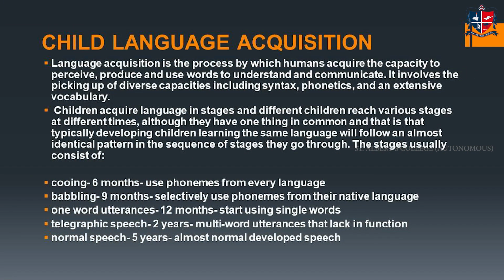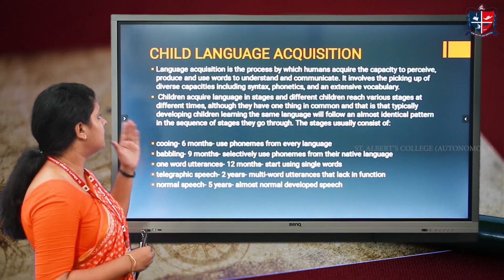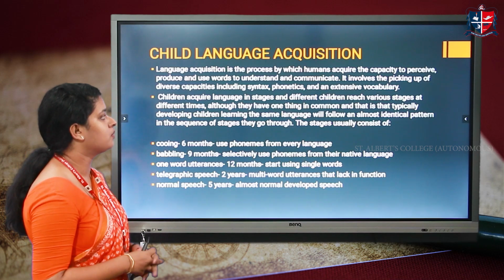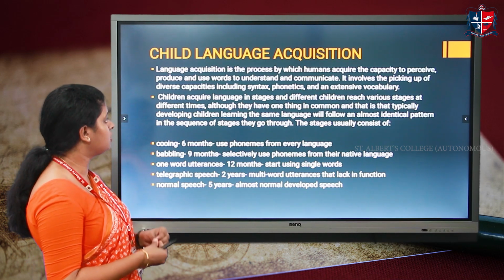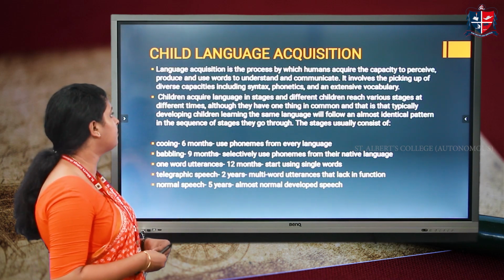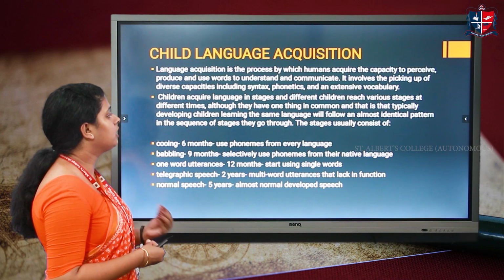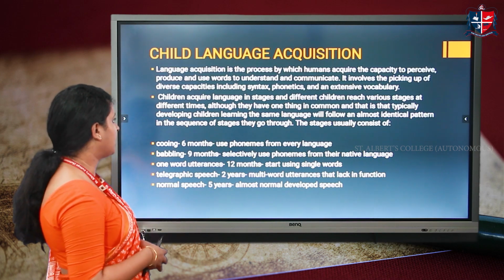Child language acquisition is one of the major concepts in psycholinguistics, and language acquisition is the process by which humans acquire the capacity to perceive, produce, and use words to understand and communicate. It involves the picking up of diverse capacities, including syntax, phonetics, and an extensive vocabulary.